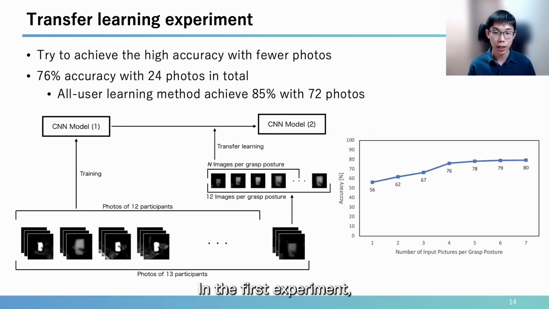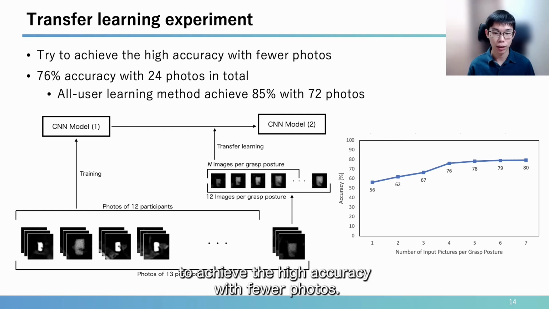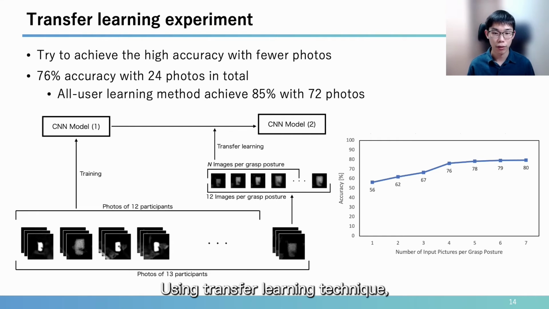In the first experiment, we used 72 pictures per participant. Considering actual use, it may be a burden to take 72 pictures per user. So we did a transfer learning experiment to achieve high accuracy with fewer photos. Using the transfer learning technique, we achieved 76% accuracy with only 24 pictures.